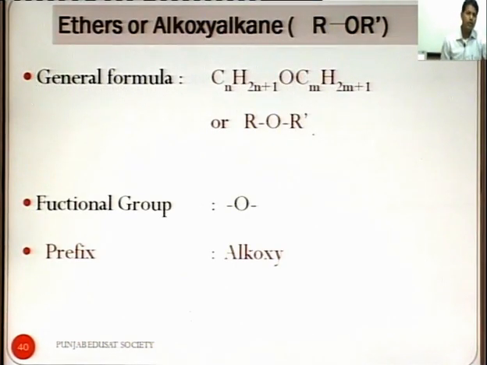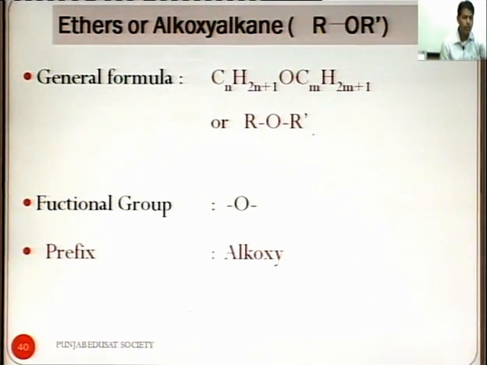Ethers or alkoxyalkanes. The next member is ether, whose formula is ROR', where R is an alkyl group. R and R' may be equal. The general formula is CnH2n+1 O CmH2m+1, where m and n may be equal. ROR' is the general formula.